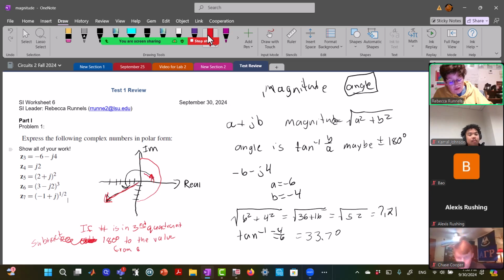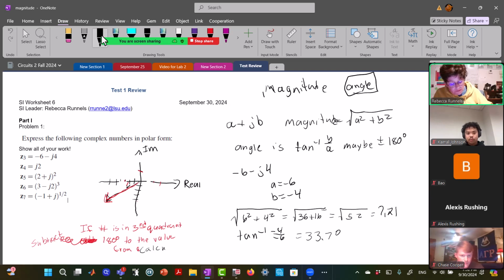Usually in math, we measure angles from the positive x-axis. That is actually not what we do in circuits. What we do in circuits, just by agreement, is we have all of our angles between plus or minus 180 degrees. And so what we actually want to do, if our number is in the third quadrant, is subtract 180 from the value from the calculator.